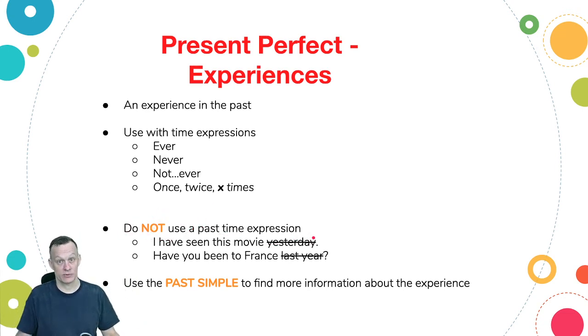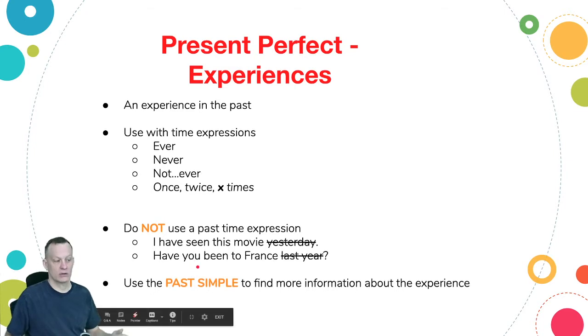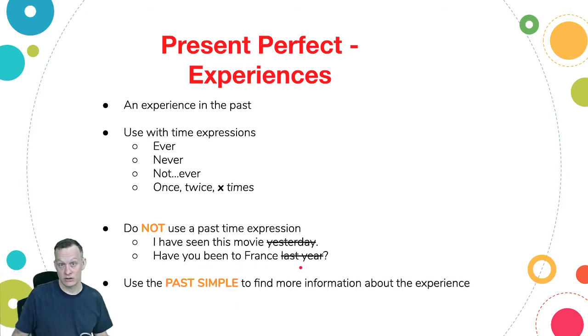We do not use past time expressions, so the expressions from before we're not going to use. I have seen this movie. Yeah, the experience I have had, but we do not say when. If you say, I have seen this movie yesterday, well, that is incorrect English, okay? You do not say yesterday or last week or last summer if you use this construction. Another example in a question: have you been to France last year? This is an incorrect sentence, yeah? We cannot use the time expression, last year or last week or 10 years ago or anything like that. No past simple time expressions when we're using the present perfect to talk about experiences, okay?